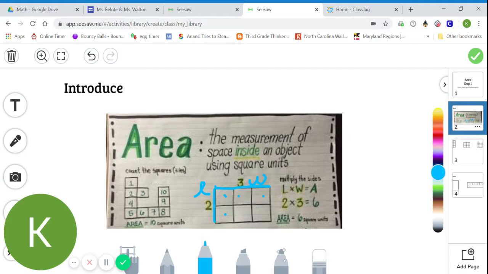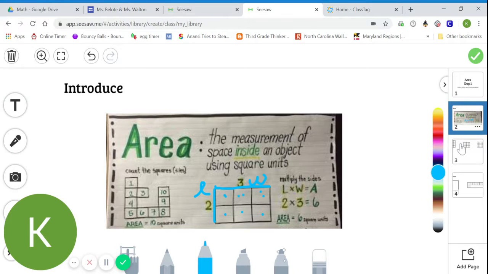Let's start by counting my units. 1, 2, 3, 4, 5, 6. I have 6 square units inside my shape, so the area is 6 square units. If I were to use multiplication, I would do 2, the length, times 3, the width, and I also know that that's going to equal 6. 6 square units is my area.